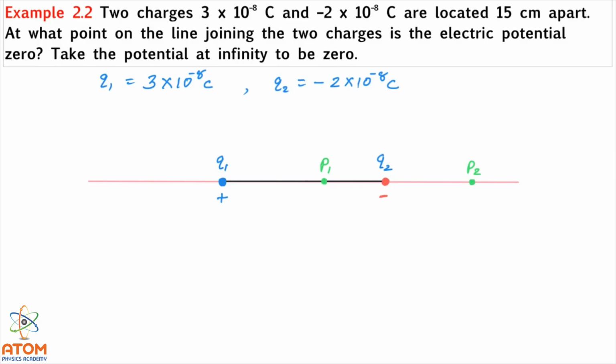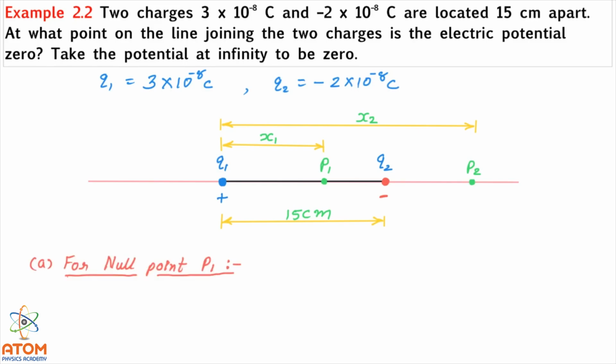So we'll start from P1 first. Let me show the distance here. So here are all the distances shown. The distance between charge Q1 and Q2 is 15 centimeter. The distance of the null point P1 is x1 from Q1 charge, and the distance of the another null point P2 is x2 from the charge Q1. Now let us find out x1 and x2 one by one. First of all, we will discuss about P1.